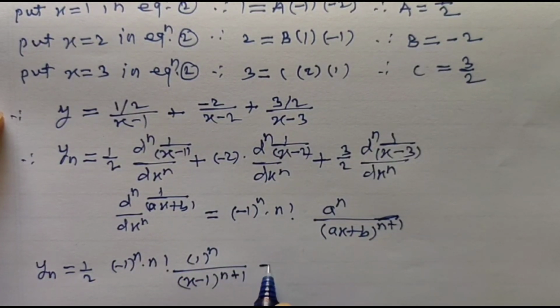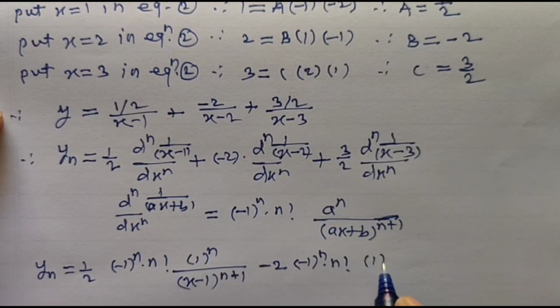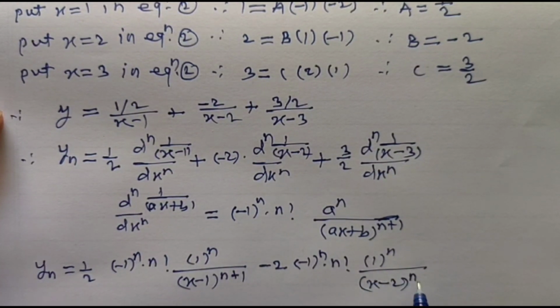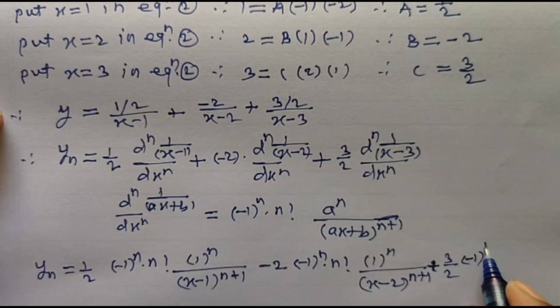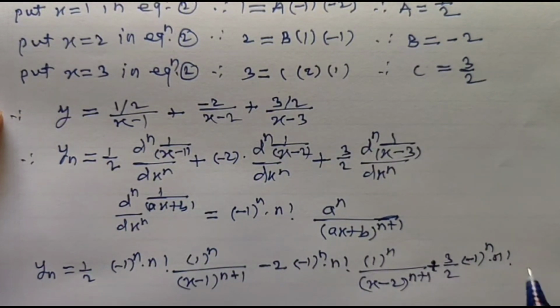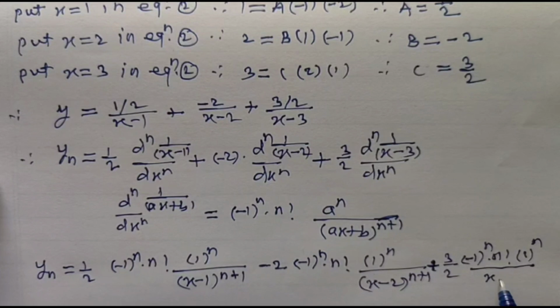Then minus 2 nth derivative of 1 upon x minus 2, that is minus 1 to the power n factorial, 1 to the power n divided by x minus 2 to the power n plus 1, plus nth derivative of this 3 by 2, minus 1 to the power n factorial, 1 to the power n divided by x minus 3 to the power n plus 1.